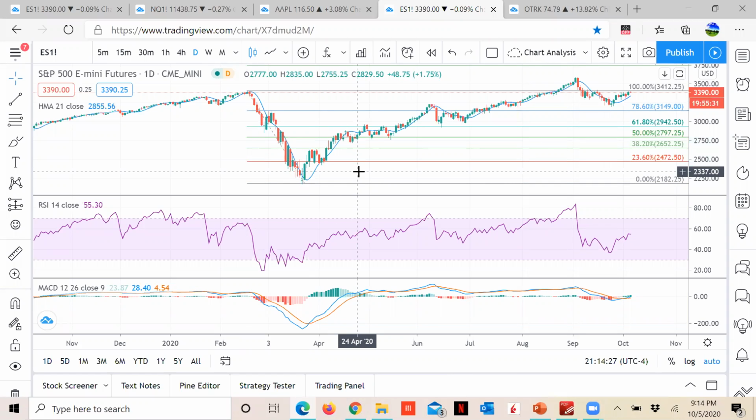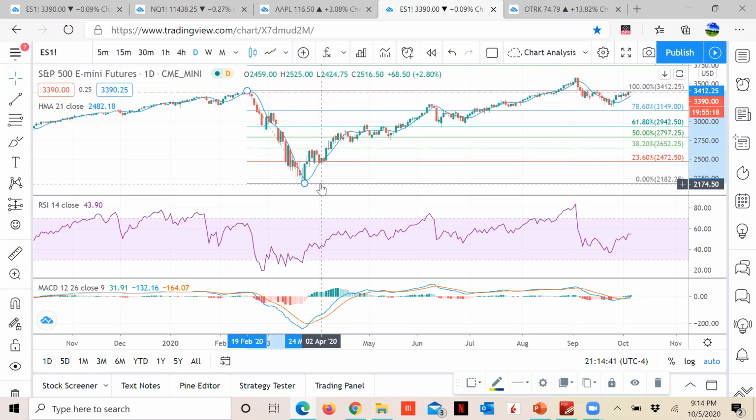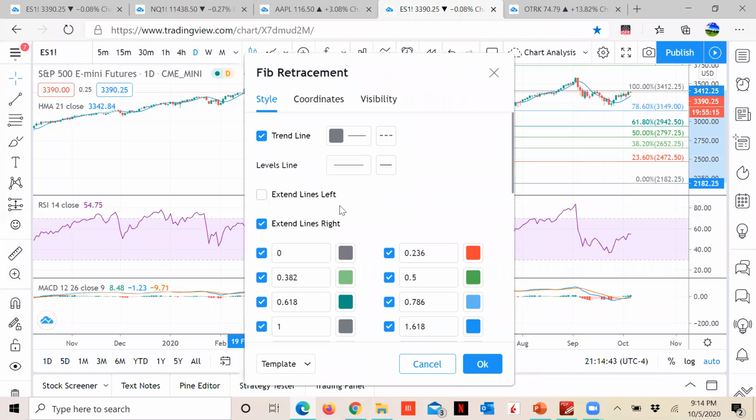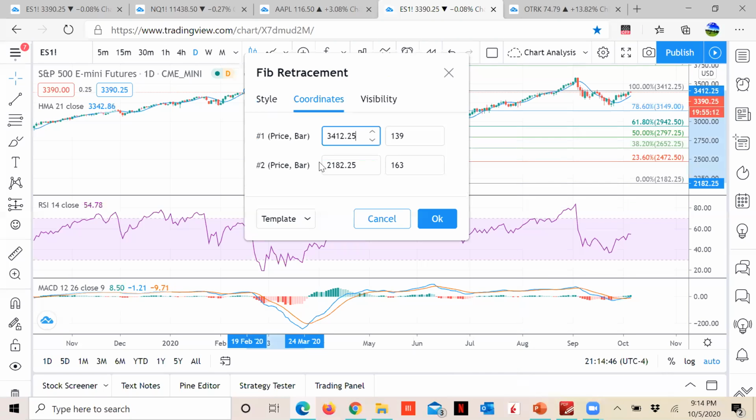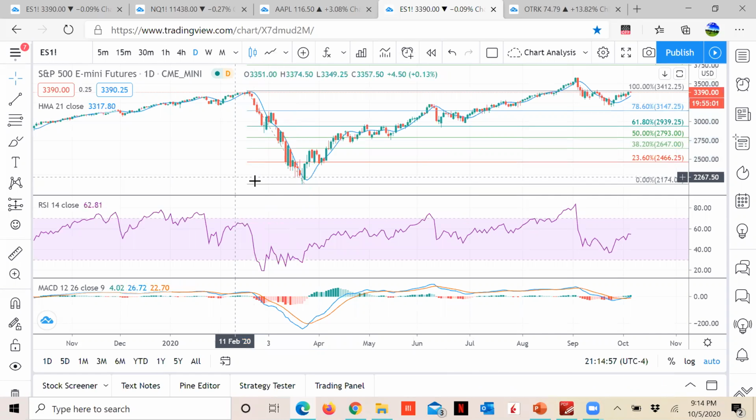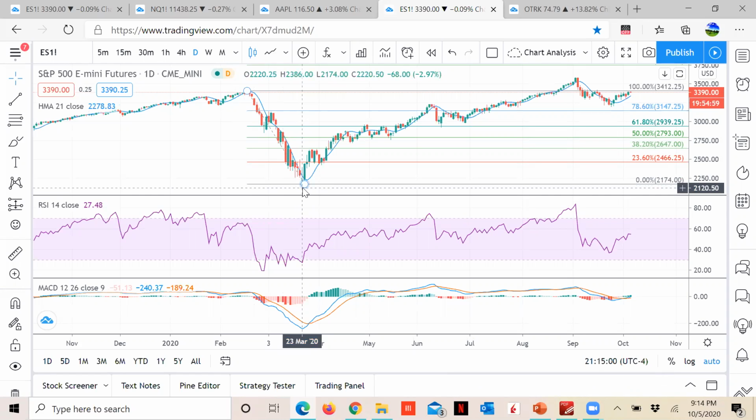If you don't want to eyeball it and you want to be precise, you can hover over the price here. You can see what that low point is. Then you can just right click on this, go to settings, go to coordinates, clear, 174. If you do that, then it's right on the lowest point for that day chart. You go to the highest point.